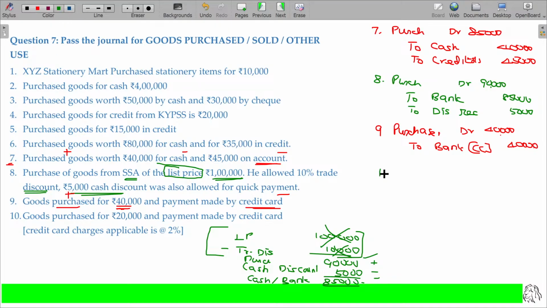Tenth one. Goods purchased for 20,000, payment made by credit card and charges applicable 2%. So from the 20,000, 2% is 400 rupees, you won't get the money back. So you'll get only 19,600 in your bank account. Purchases plus, bank minus as there's a loss. You'll be getting lesser money, right? No, you are paying more amount, sir. It's a purchase, right? I thought it's a sale, but it's a purchase. While purchasing, you have to pay 20,000 rupees and charges of 400 rupees borne by the buyer yourself. 400 rupees excess you have to pay. Is that clear?